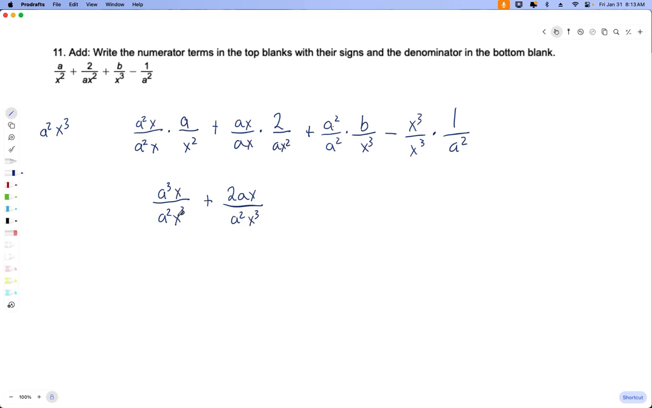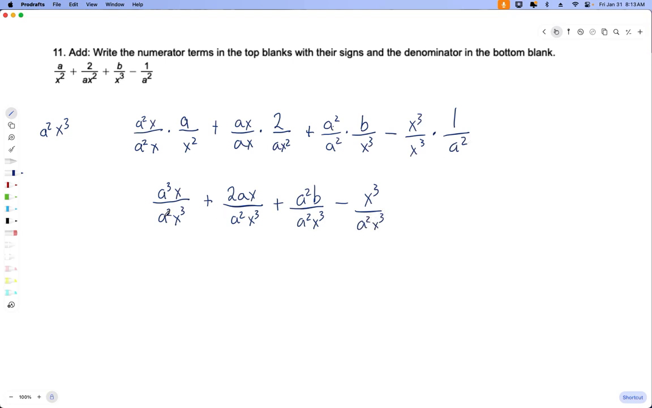So that matches this one. So it's common denominator. Now a squared times b will be a squared b on the top, and a squared times x cubed is a squared x cubed. So these all match so far. Now we've got x cubed times 1, so that would just be x cubed, over x cubed times a squared. We put that in alphabetical order.